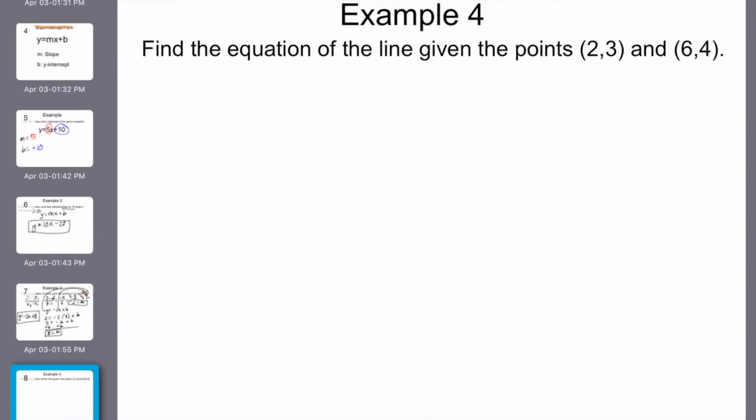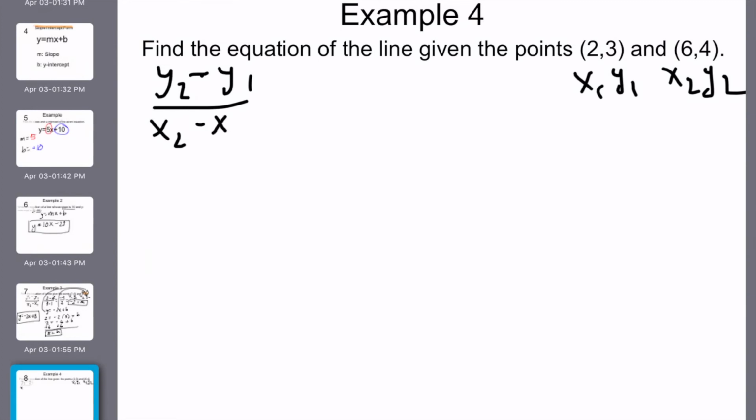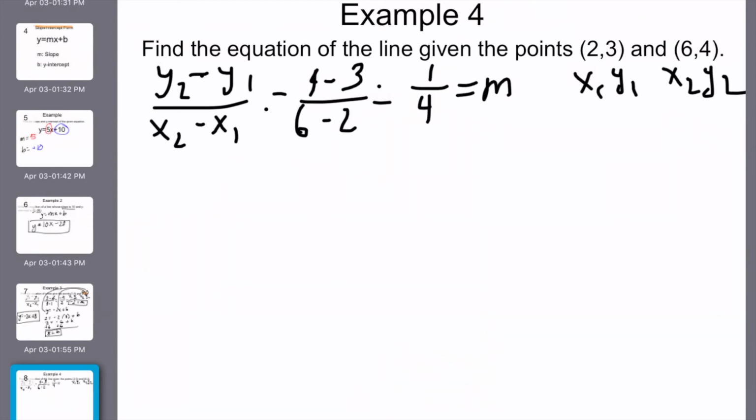So I need to find the equation of a line given the points 2, 3, and 6, 4. So first thing I need to do is label my points. So this is going to be x1, y1, and x2, y2. And I need to remember my slope formula, y2 minus y1 over x2 minus x1. So I have 4 minus 3 over 6 minus 2. So I get 1 over 4. So 1/4 is my slope.